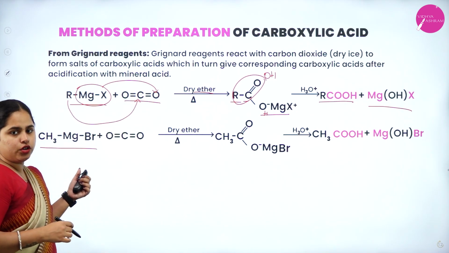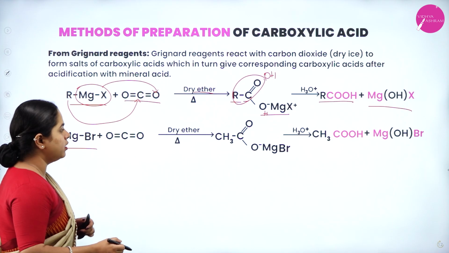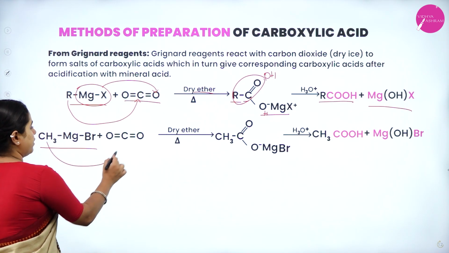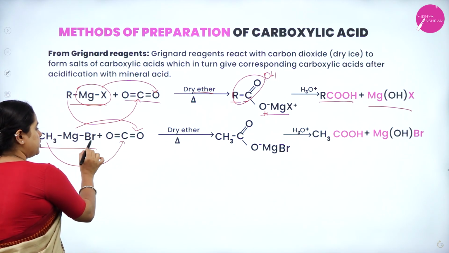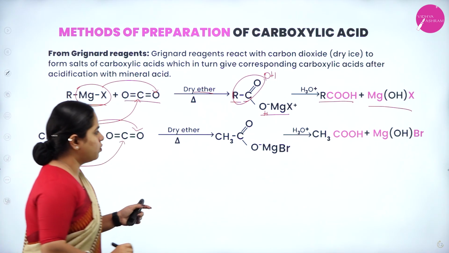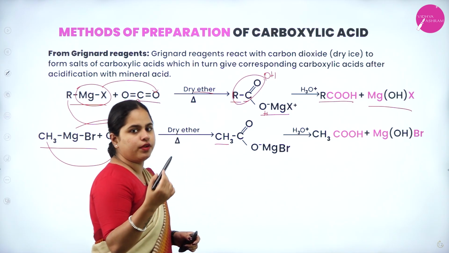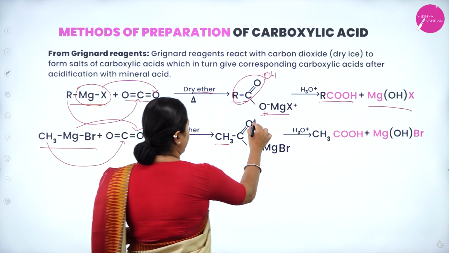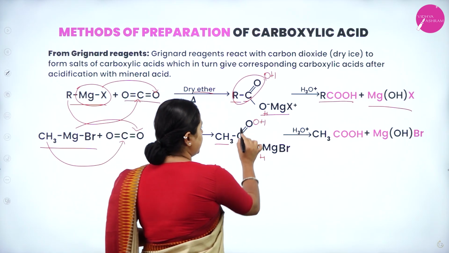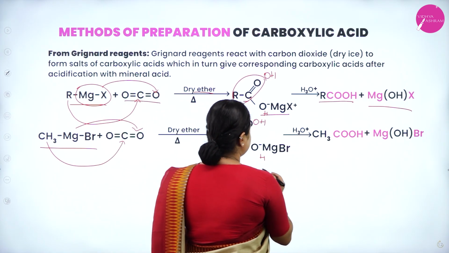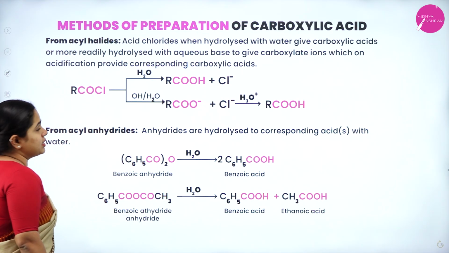Clear? So now moving on to another example, CH3MgBr in presence of CO2, dry ether. What is going to happen? This CH3 will attach to the carbon, and the MgBr will attach to the O. So what you are having, CH3CO and OMgBr will be there, which we are going to hydrolyze. So you will get the OH here and the H here. So what you will have, CH3COOH, which is acetic acid, and MgOHBr will be formed. Clear?